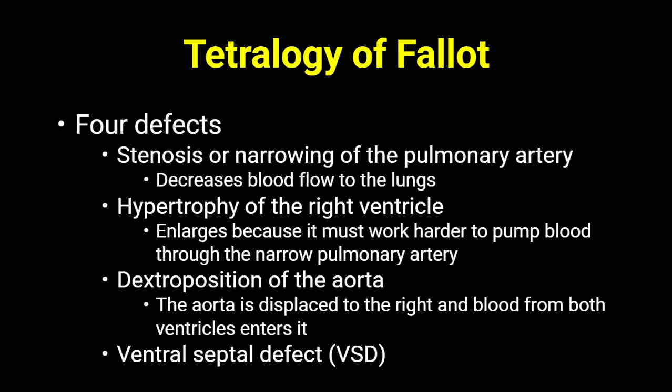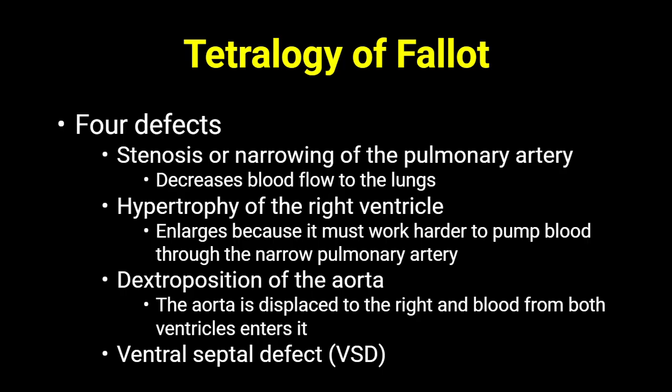Tetralogy of Fallot has 4 defects, hence tetralogy. Stenosis or narrowing of the pulmonary artery decreases blood flow to the lungs, with hypertrophy of the right ventricle. It enlarges because it must work harder to pump blood through the narrow pulmonary artery. Dextroposition of the aorta: the aorta is displaced to the right and receives blood from both ventricles, mixing oxygenated and unoxygenated blood.